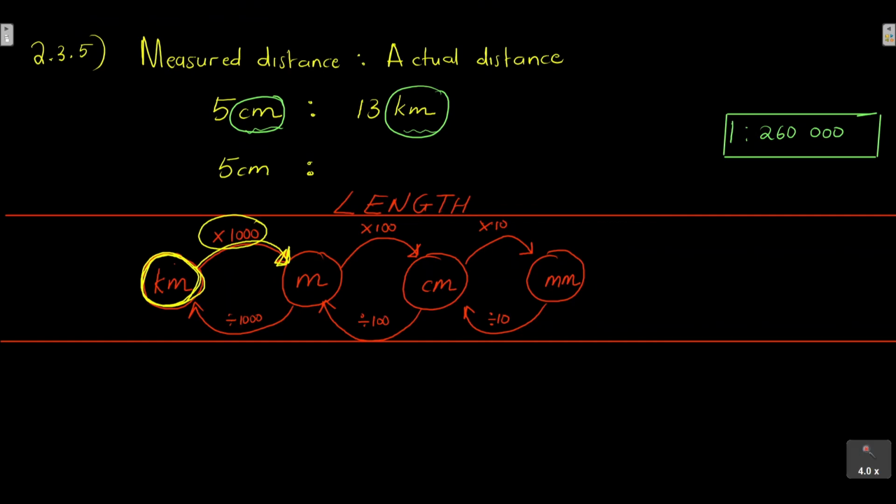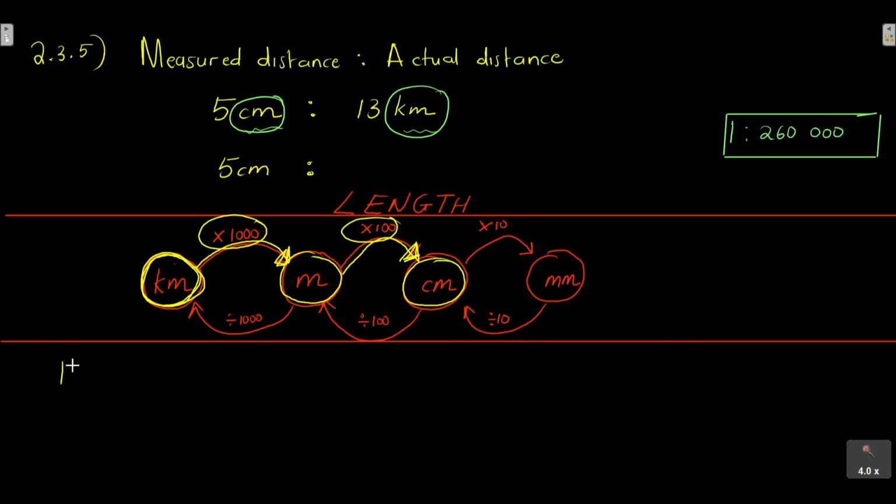So in this case, to convert our 13 kilometers, we're just going to multiply it by 1,000. When you multiply by 1,000, guys, that will only put us on meters. Do you see that we'll only be at meters? However, we want to go to centimeters. So we will also multiply by another 100, and that will put us at centimeters.